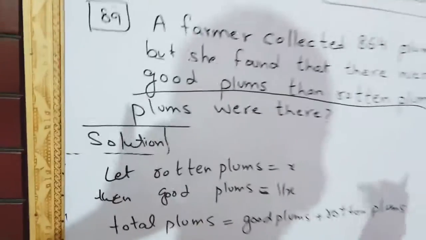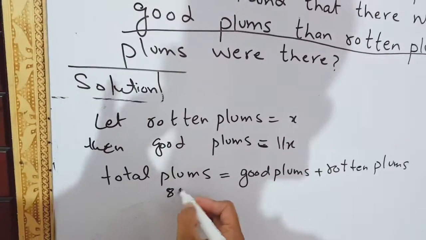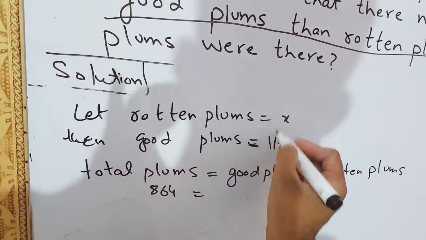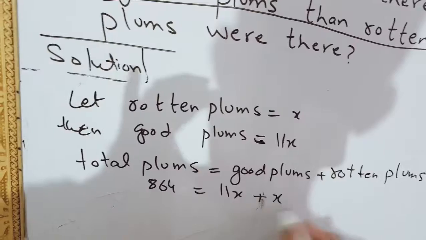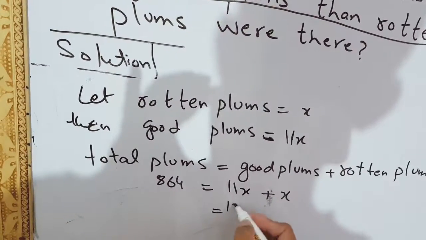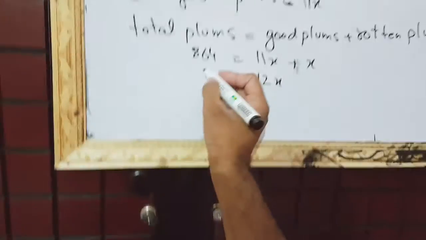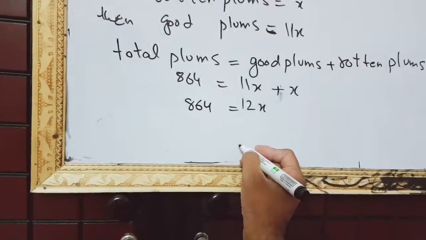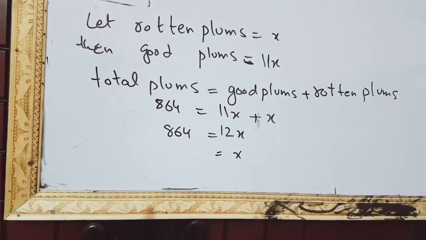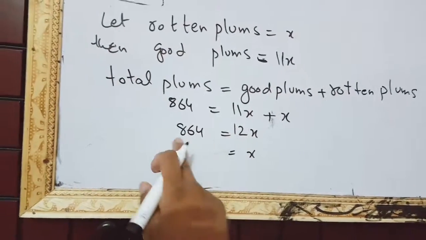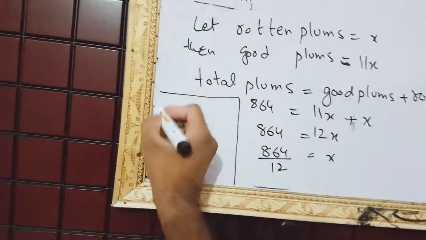So total plums are given in the first line of the question. A farmer collected 864 plums. 864. Good plums we have supposed as 11x, and rotten plums we have supposed simply x. 11x plus 1x is equal to 12x. 864 will remain on its place. x will remain here and 12 will be moved to the other side, and when it is moved to the other side it will be divided into 864, and we shall do working here.